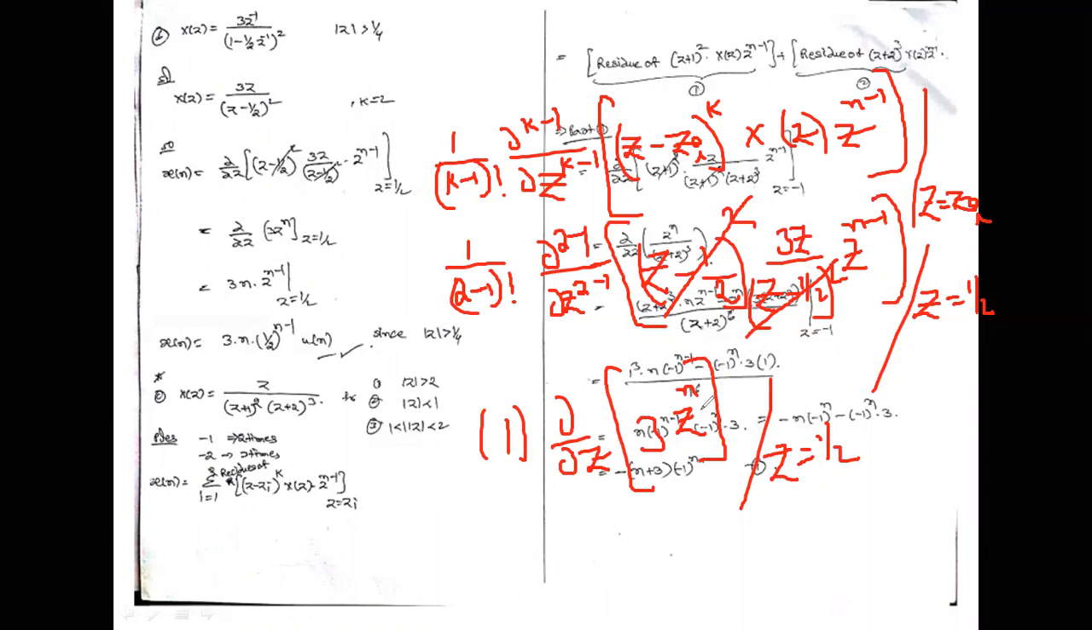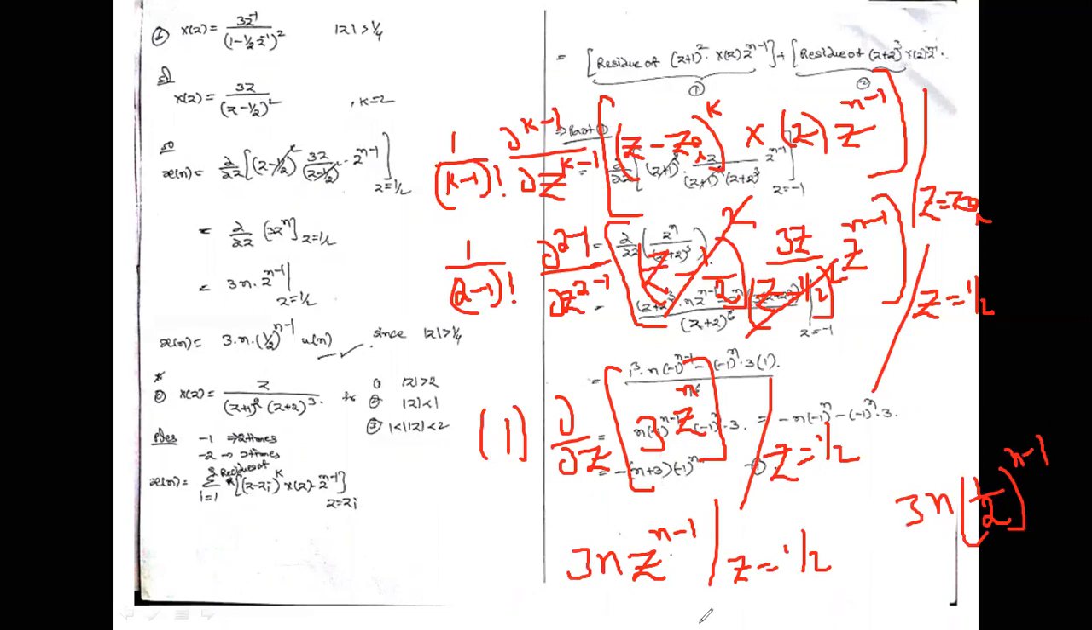Now we can apply the partial derivative with respect to z for z power n: 3 into n z power n minus 1, at z is equal to 1 by 2. What is z equal to 1 by 2 here? 3n into 1 by 2 whole power n minus 1. Since the ROC is greater than 1 by 4, given here, multiply with mu of n.